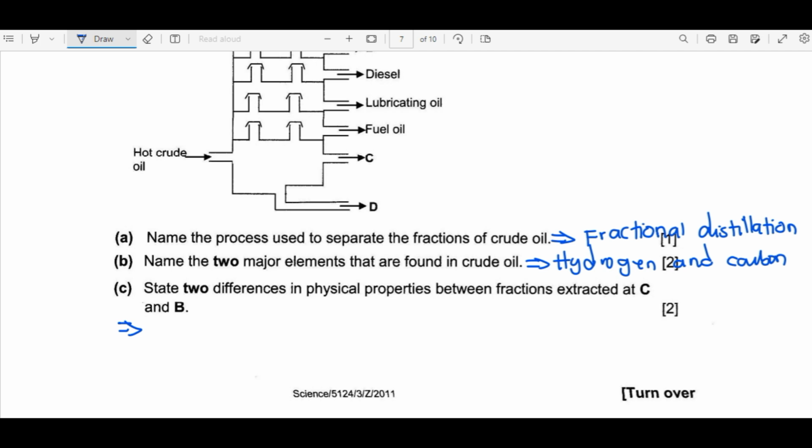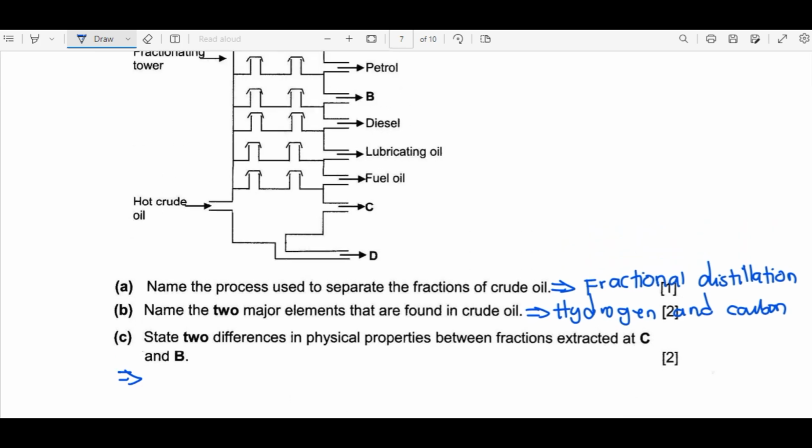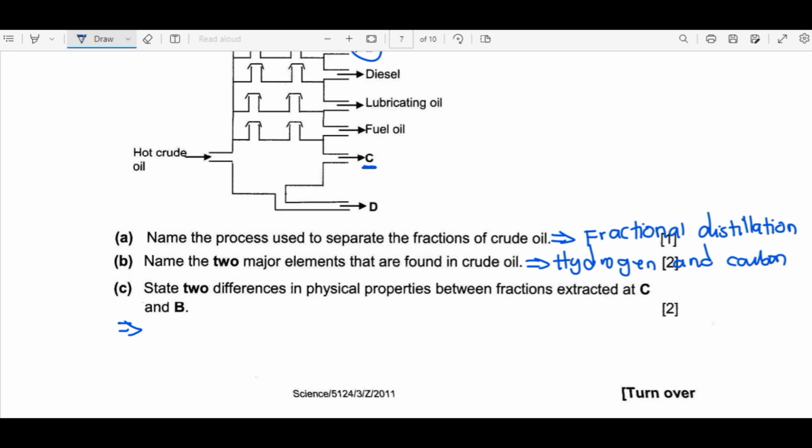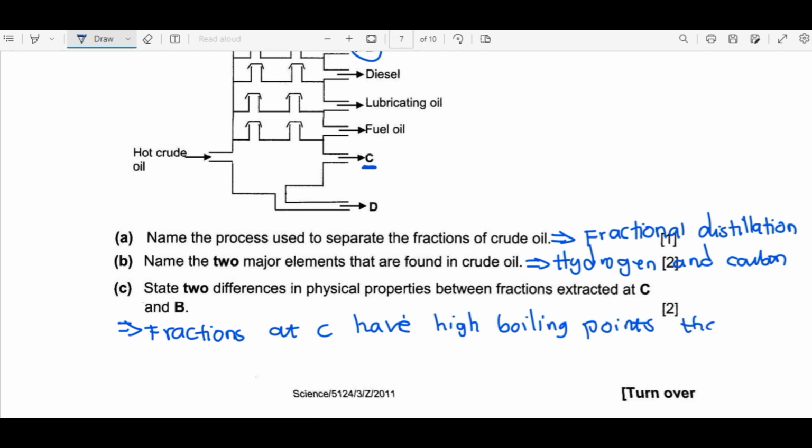Then state two differences in physical properties between fractions extracted at C and at B. So this is our C, this is our B. So the difference in terms of position. We'll say fractions at C have higher boiling points than fractions at B.